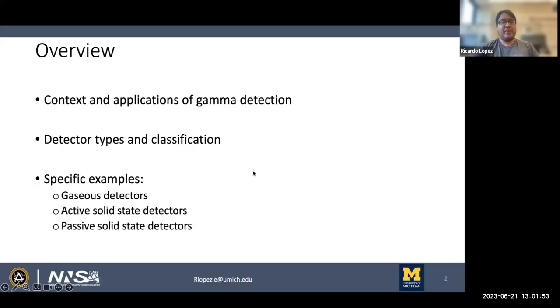So I'll just start off by going through a bit of an overview of what we'll be covering during today's talk. Specifically, I'll begin with some context on processes for gamma ray detection, and then some of the applications that those particular processes help us with. Then I'll proceed with the actual detector types, and then classify them based on certain aspects for those systems. And then finally, we'll wrap this up by going through some specific examples, particularly some gaseous detectors and some solid state detectors. So look forward to that.